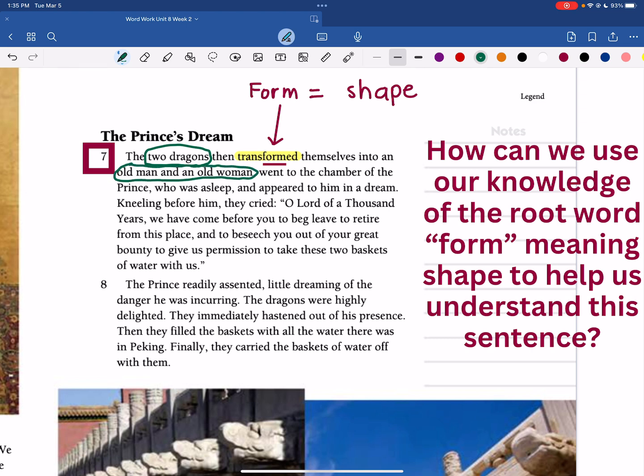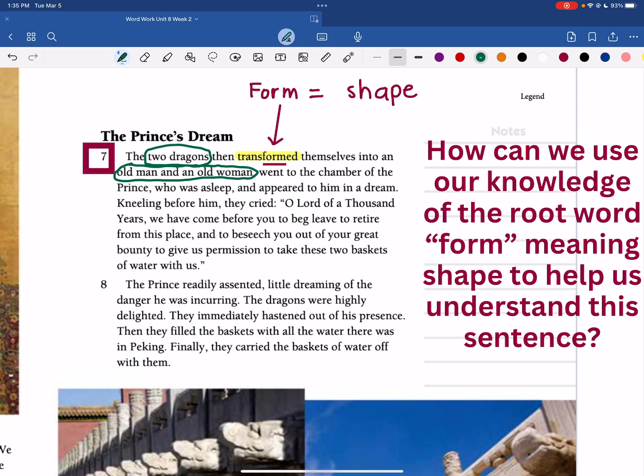So we have two different clues on this page. Two dragons transformed into an old man or an old woman. I know that the word form means shape. So with the context in this sentence, how can we use our knowledge of the root word form, meaning shape, to help us understand this sentence? Well, form means shape. Dragons turned into a man and a woman, so the dragons changed.